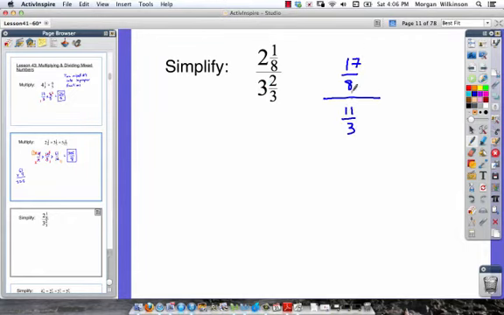We've got 17 eighths divided by 11 thirds, and this problem looks really complicated. In fact, when we have a fraction divided by a fraction, we've got something called a complex fraction.